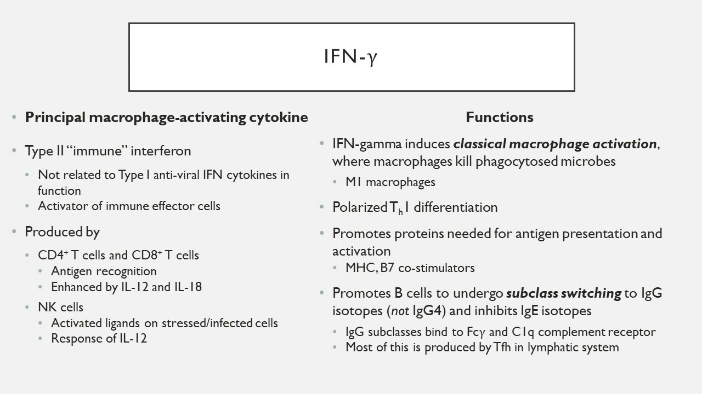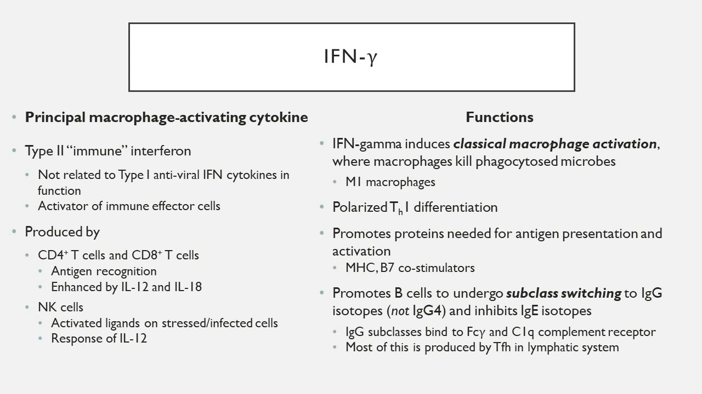IFN gamma has a number of functions, all of which are related to phagocytosis and in general classical macrophage activation. So this even promotes the M1 subtype of macrophages, which carries out the phagocytic and microbe killing actions, as opposed to M2, which we'll learn is related to the Th2 subtype. It polarizes Th1 differentiation. I know I've said this many times already, but I just want to stress this here, that this cytokine is what helps that. So it not only promotes Th1 differentiation, but suppresses the Th2 and Th17 subtype. It also promotes the expression of surface molecules needed for antigen presentation and activation, like MHC complexes and B7 co-stimulators.